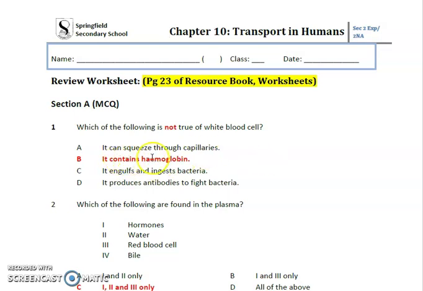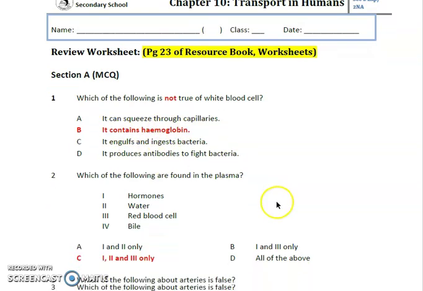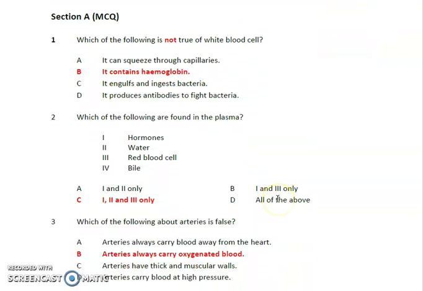Okay, answer here is B. It contains hemoglobin. Okay, the part of the blood that contains hemoglobin is not the white blood cell. Okay, it's the red blood cell. Okay, so this statement here is not true.